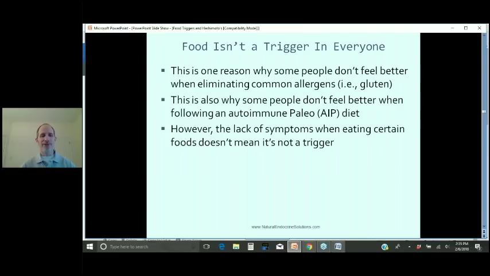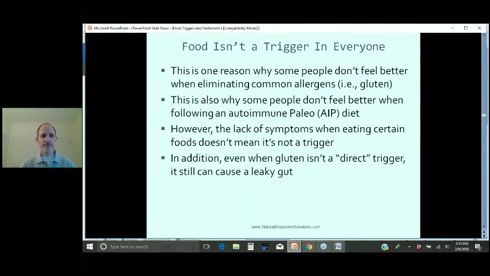Although, as this bullet point mentions, the lack of symptoms when eating certain foods doesn't mean it's not a trigger. There are some people, including myself, who if they eat gluten, do not experience symptoms. That doesn't mean that gluten is not having a negative effect on my health, and it doesn't necessarily mean that it's not a trigger. So anyway, you can't just go by symptoms, and again, that does make it challenging as well.